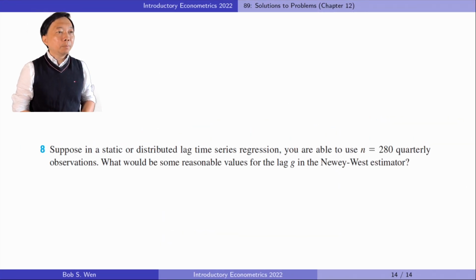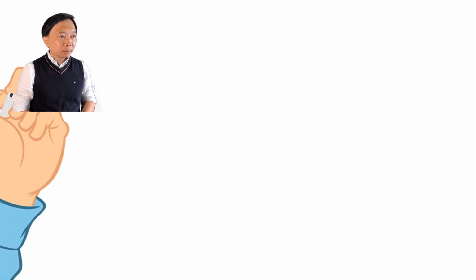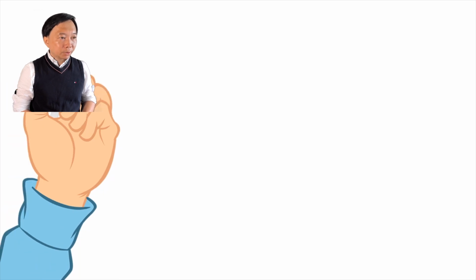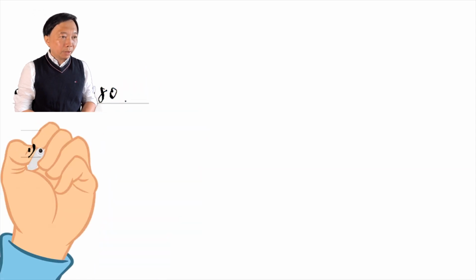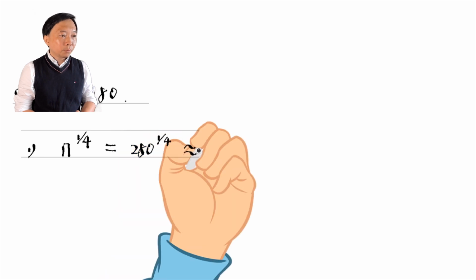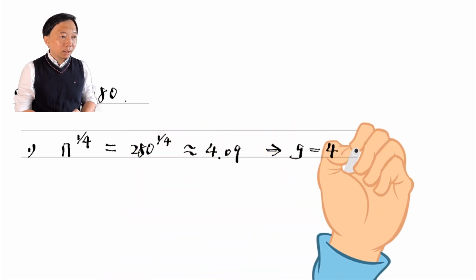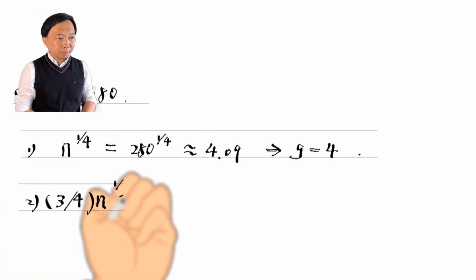Let's find answers to problem 8. Suppose in a static or distributed lag time series regression, you can use n equals 280 quarterly observations. What would be some reasonable value for the lag g in the Newey-West estimator? With a sample size of 280, we can calculate the lag g using several methods recommended in the textbook. One is to take the integer part of n to the power 1/4, which is 4. Another 2 methods give the lag g equal to 4 or 5.